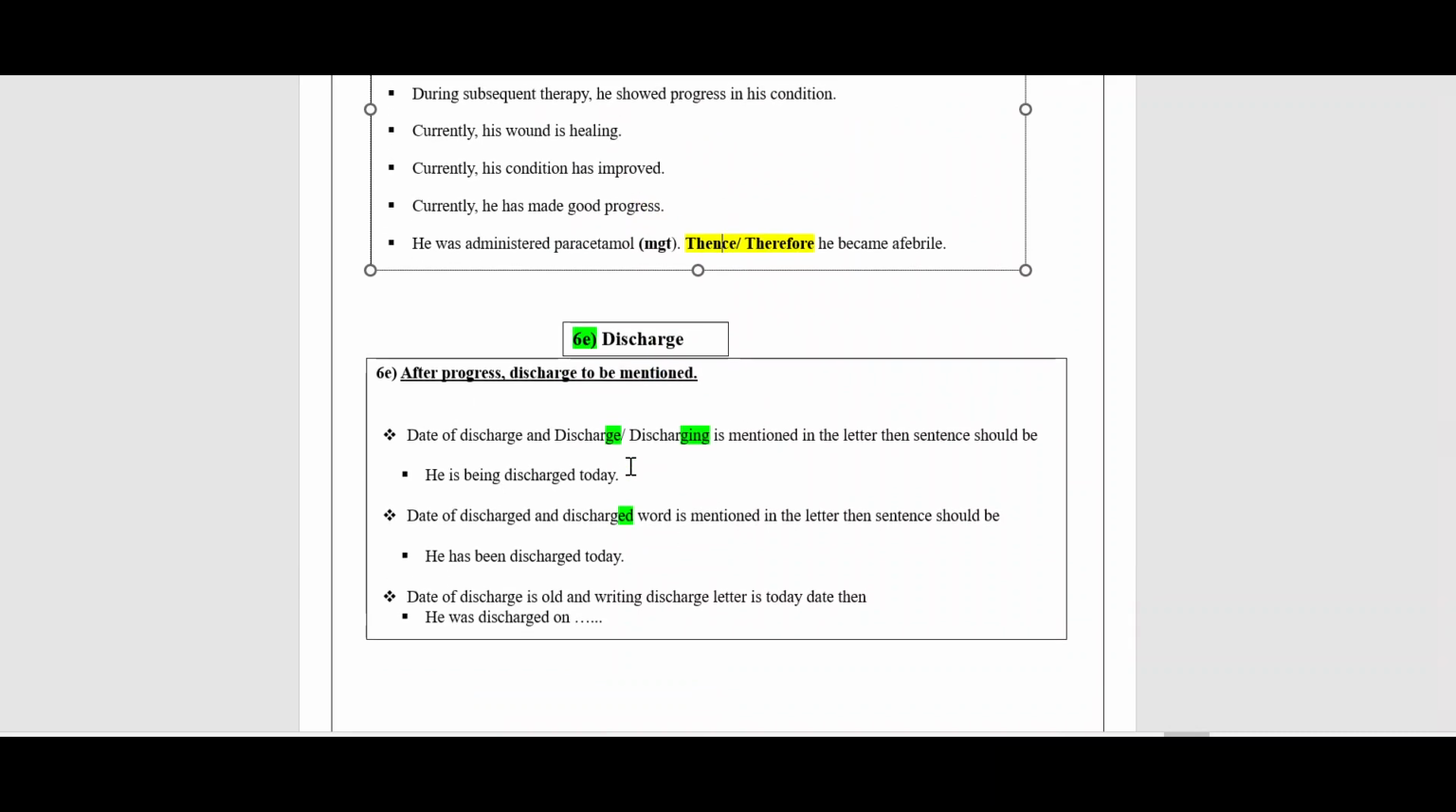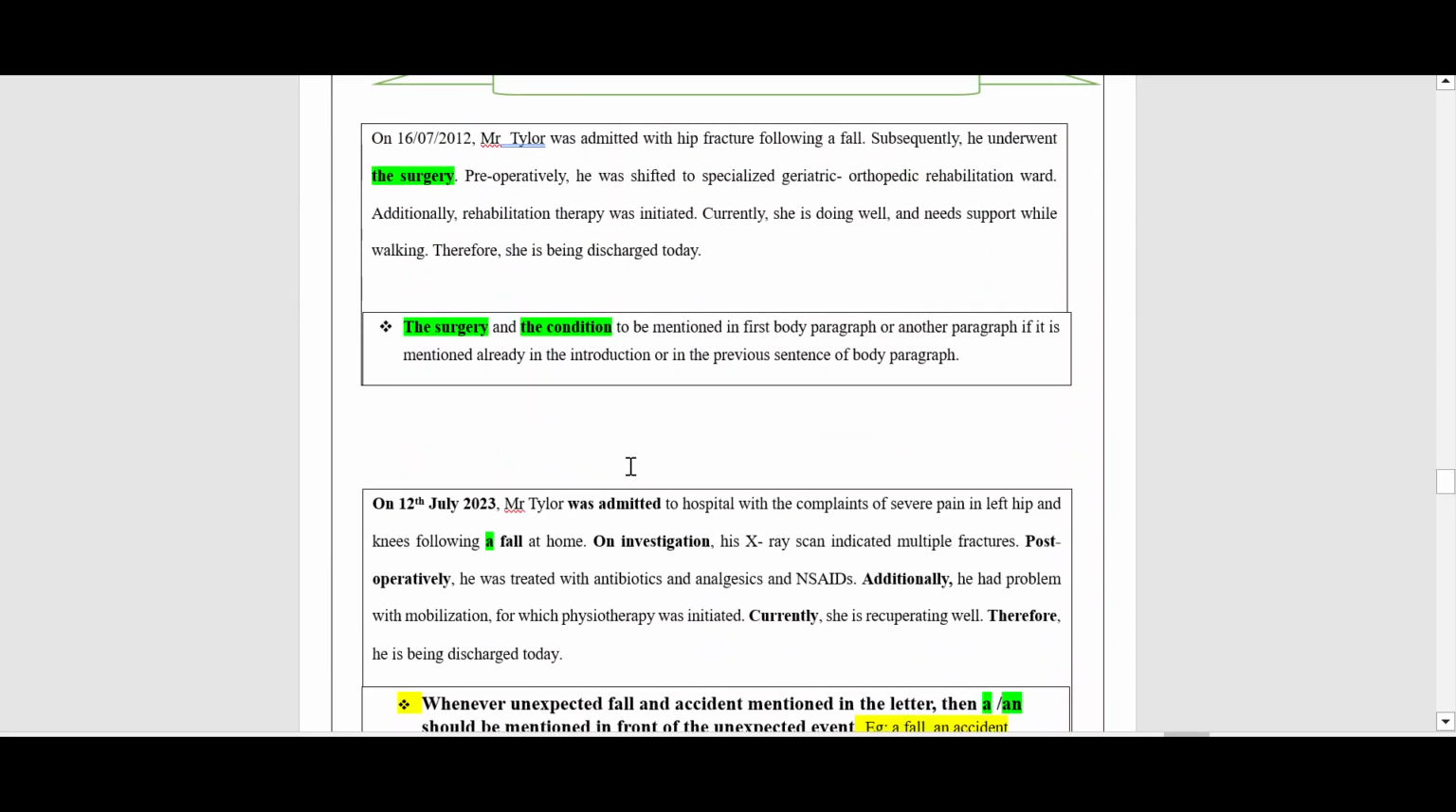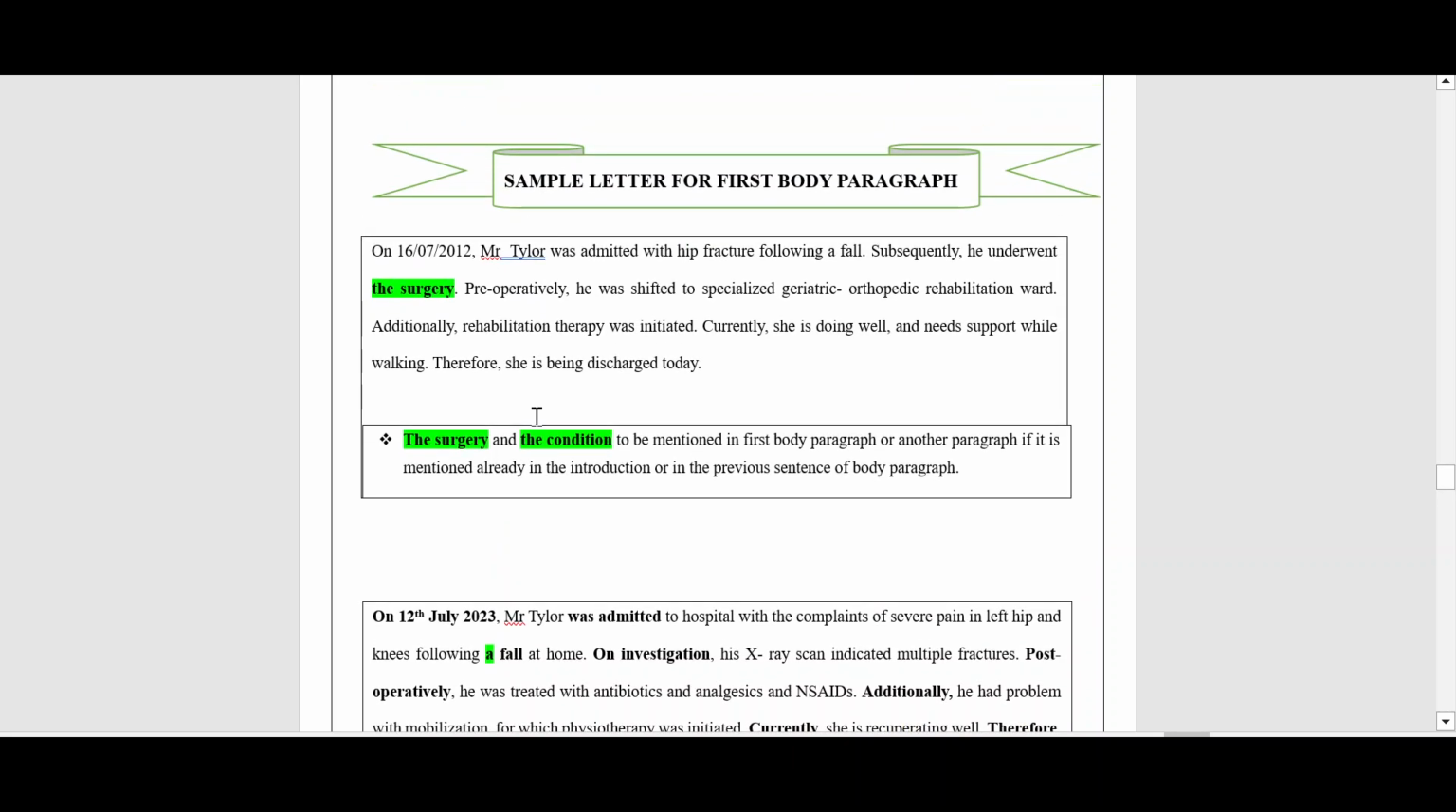Present medical history: you can extend if more information is needed, but not beyond the second paragraph. I have given a sample here, and I hope you all will understand it. In the first paragraph, the introduction, we sometimes mention the diagnosis or surgery.